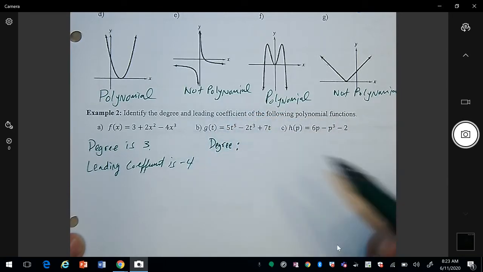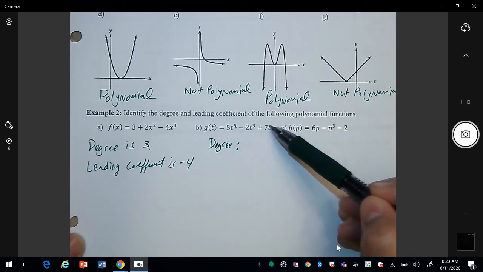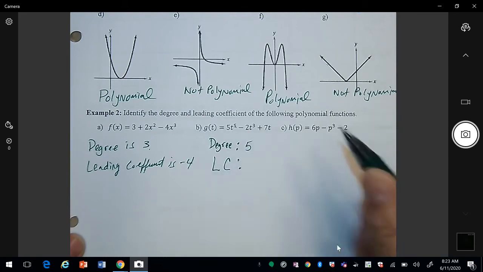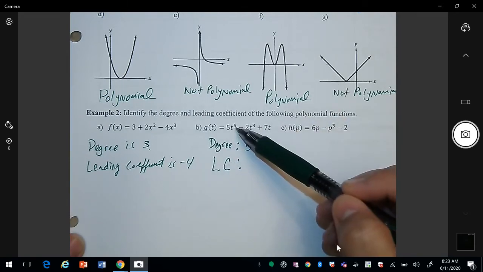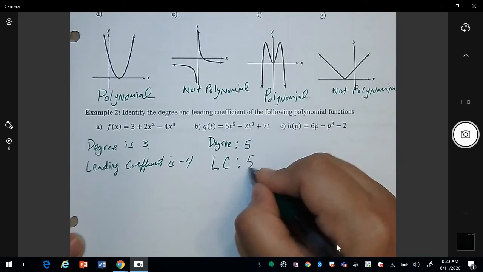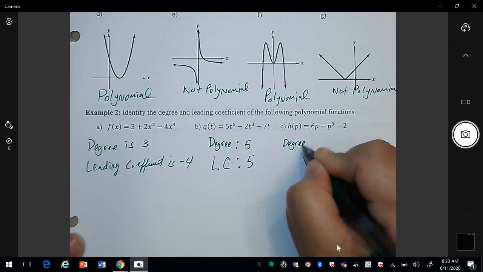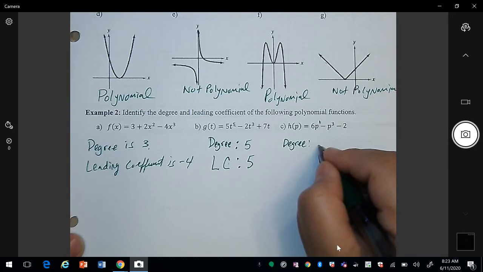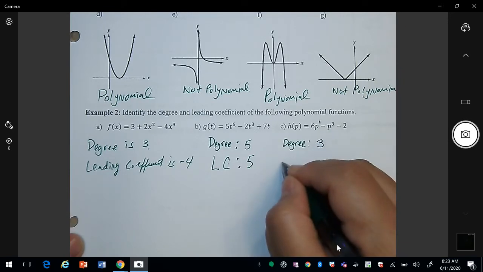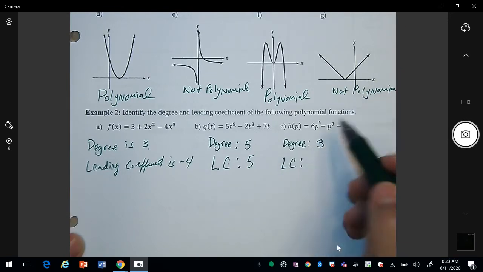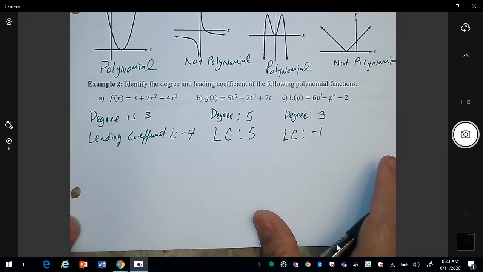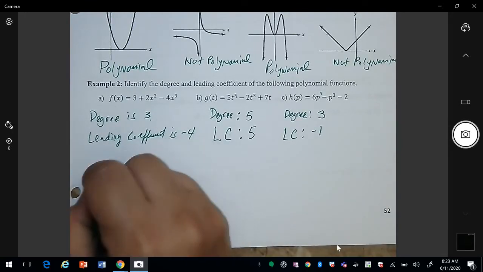The next one, the degree. We have a 5, a 3, and a 1. So the highest one would be 5. And I'm going to use LC for leading coefficient. Our leading coefficient would be the coefficient in front of the highest exponent. So that's going to be 5 as well. Here we have a 1 for the p, we have a 3, and so the highest degree would be 3, and the leading coefficient is negative 1. Let's look at another example.